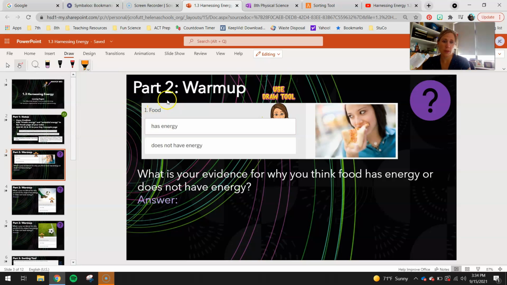Okay, and what you guys are going to do on this is, you can see it says right here, use your draw tool. So you are going to use your draw tool to highlight, do you think food has energy or does not have energy? So you choose one of those using your draw tool. Remember that anytime you use your draw tool, you need to click back on the cursor. So I'm done using my draw tool. I'm going to click back on my cursor, and now I'm free to click here and type my answer.